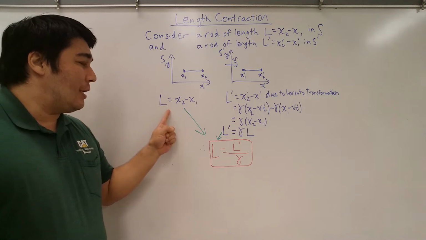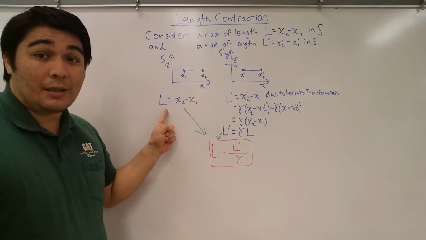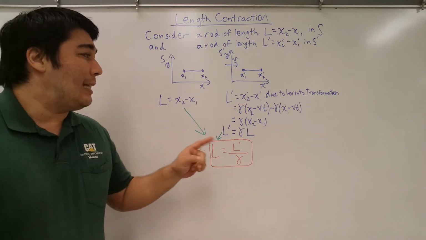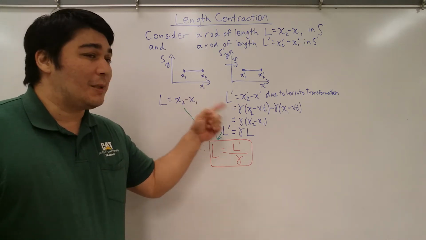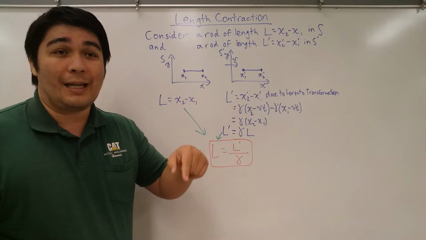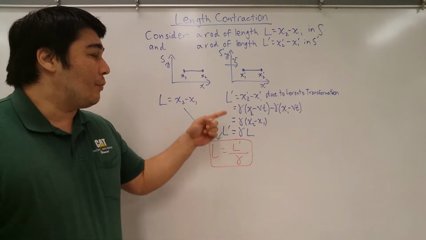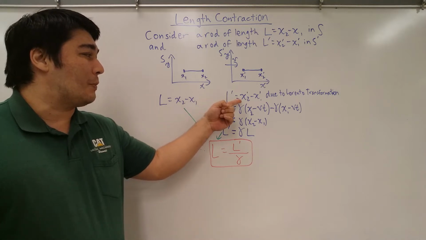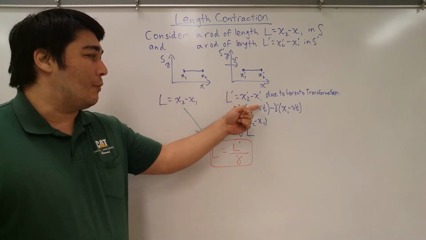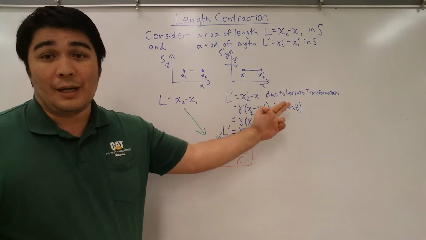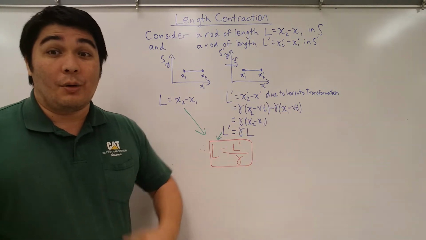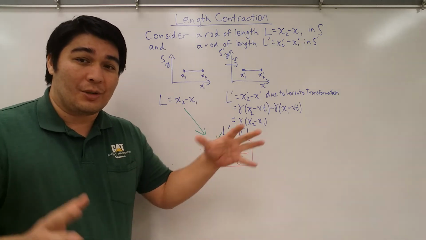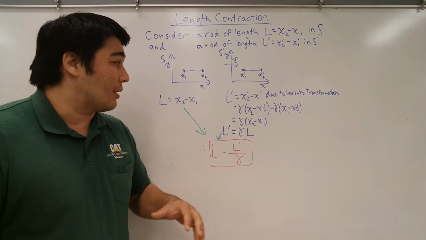So in the inertial reference frame, it's very simple. What is the length? It's just x2 minus x1. Easy. However, in the non-inertial reference frame, especially when we get up to relativistic speeds, the length of it is going to be L prime, which is x prime 2 minus x prime 1, and that's of course due to the Lorentz transformation. So if we're going to do that, we need to actually put in those Lorentz transformations, do some algebra, and figure out how this works.